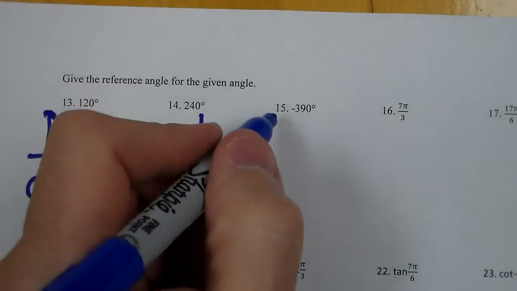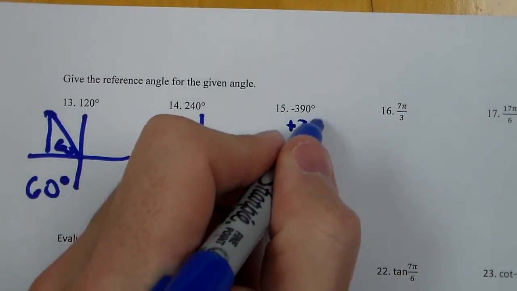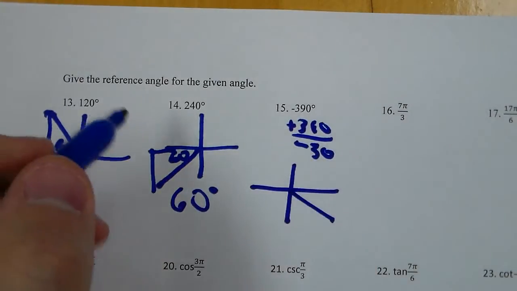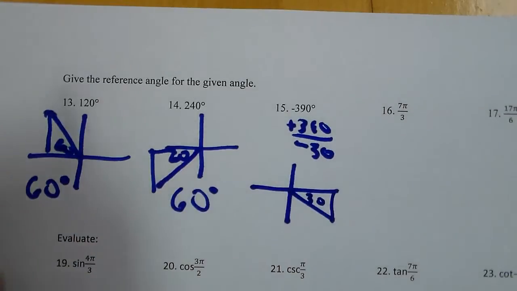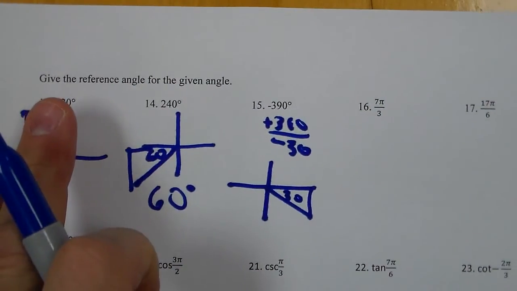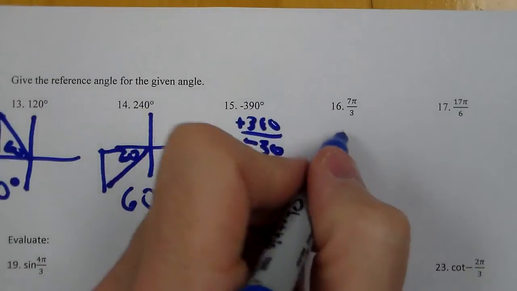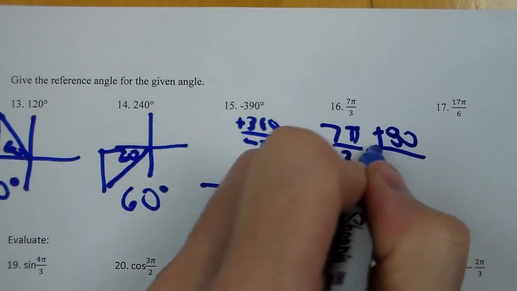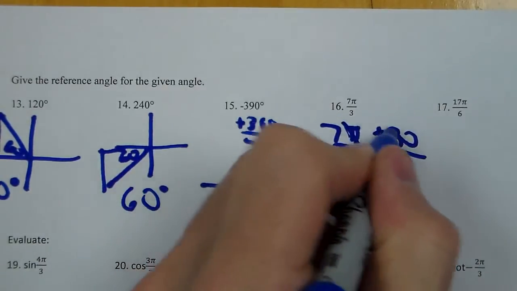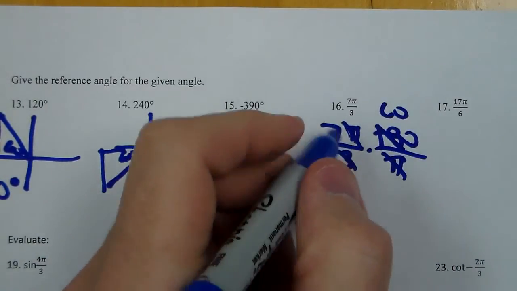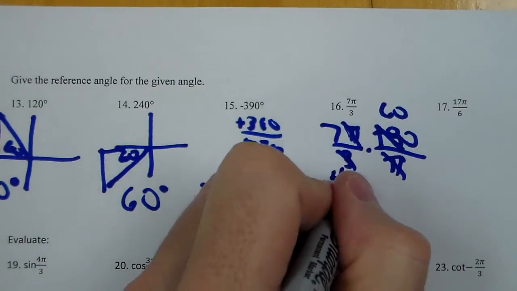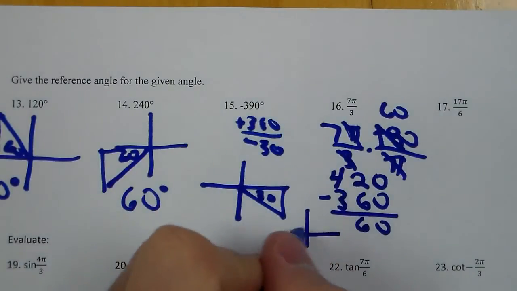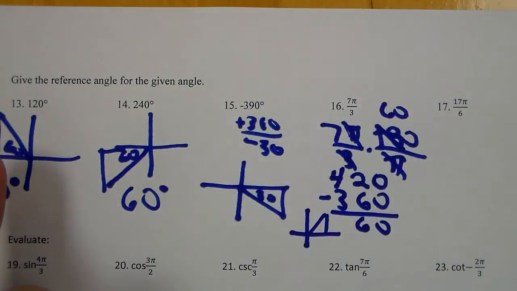Negative 390, if I add 360 to that, I get negative 30, which tells me it's going to go in the negative direction, 30 degrees, which puts it in quadrant 4 with a reference angle of 30 degrees. 7 pi over 3, if we would like, we can convert that to degrees. We get 7 times 60 is 420. Minus 360 leaves us with 60 degrees. So this is just a 60 degree reference angle in quadrant 1.